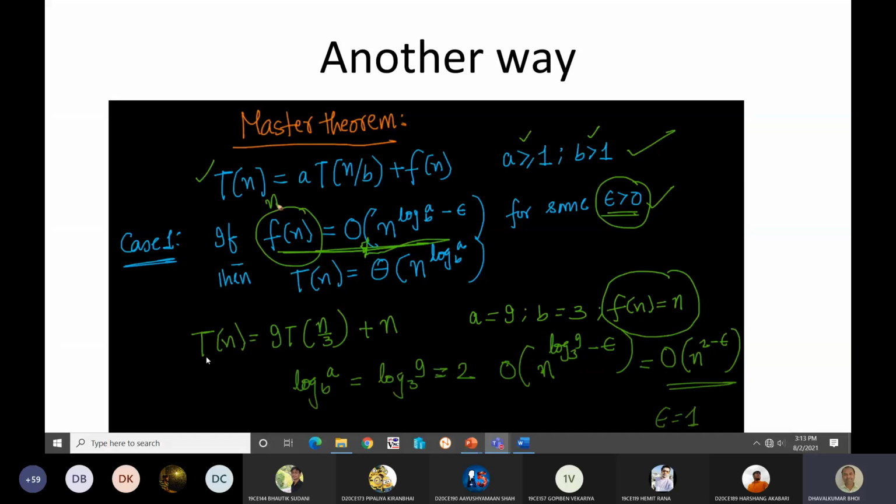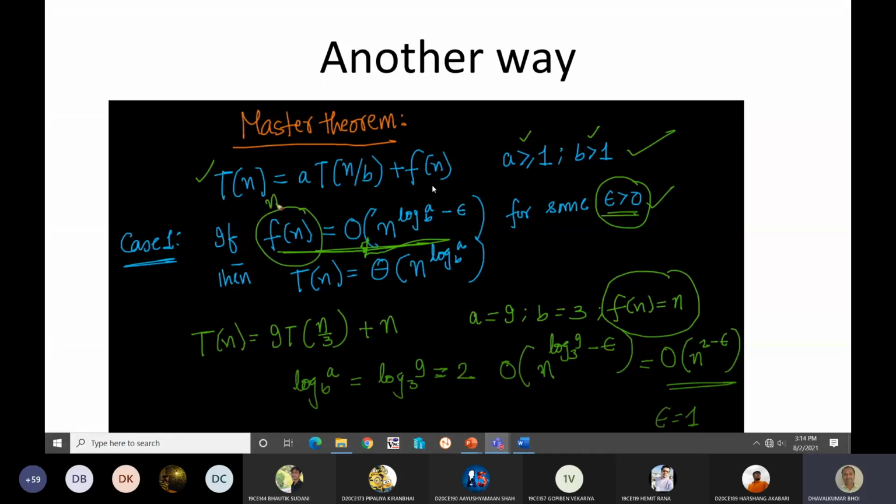Let us say you are given the recurrence equation T of n equals 9T of n by 3 plus n. First thing we require to do is compare it with T of n equals aT of n divided by b plus f of n. What will be the value of a that we are going to get? If you compare these two, a is going to be equal to 9. And b you can compare here, b is equal to 3.